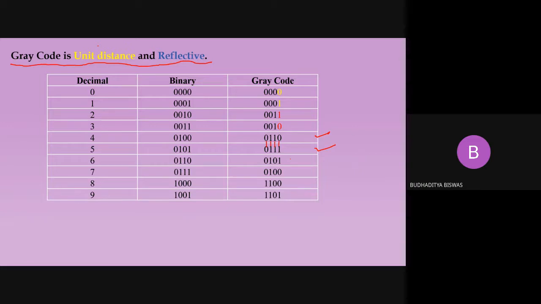In the exam, what comes is: what is the unit distance code? BCD code, gray code, binary code, hexadecimal code. So you need to choose the proper answer, and the proper answer is the gray code. Got it?